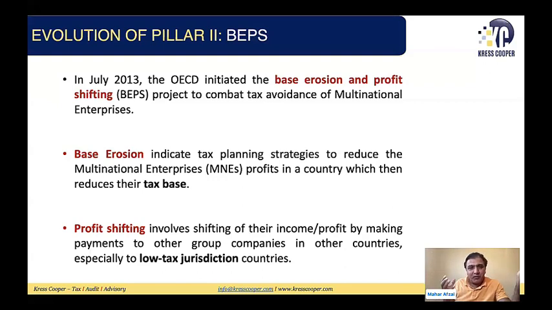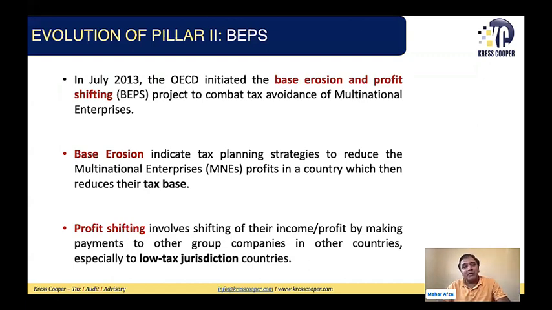Suppose the tax in the UK is around 20%. Initially it was 19%, and I think they have increased it right now. Okay, initially UK tax was 19% and UAE tax is 9%. If one company is shifting profit from the UK to the UAE, it will be considered base erosion and profit shifting, because the tax is higher in the UK and lower in the UAE.